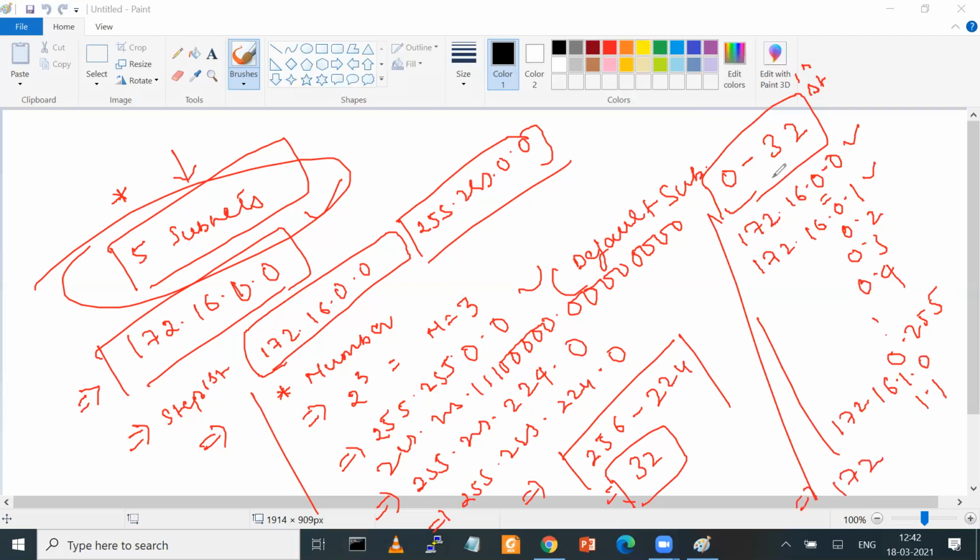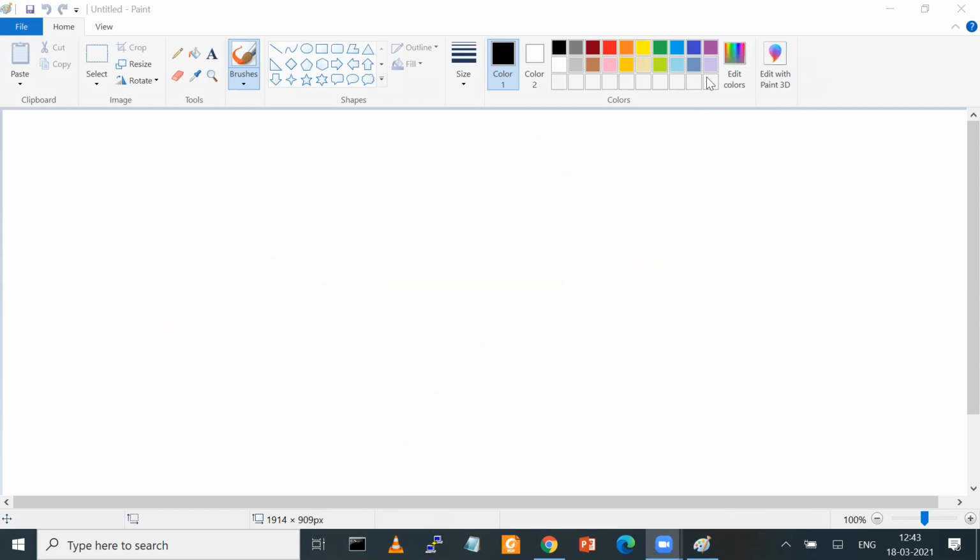And similarly, we have to use the values till 31. So the last IP will be 31.254, that's my last subnet's last valid host. And the broadcast IP would be 31.255. All right, so this is the process we have to follow in the case of class B. It's quite a simple process, and I think everyone understands this.